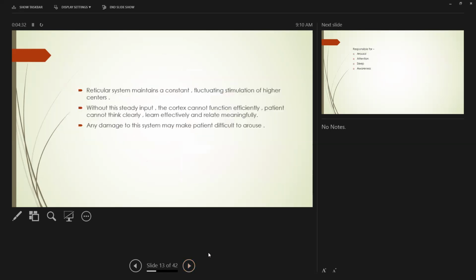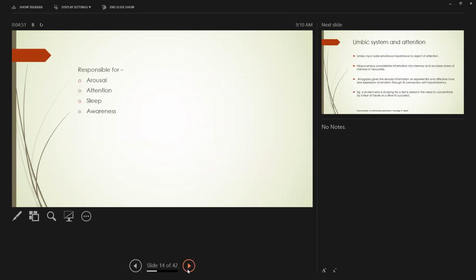So the reticular system maintains a constant fluctuating stimulation of the higher centers. Without a steady input from the reticular system, the cortex cannot function efficiently, and the patient cannot think clearly, learn effectively, and relate meaningfully. Any damage to this system may make the patient difficult to arouse. So this reticular activating system is responsible for arousal, attention, sleep, and awareness.